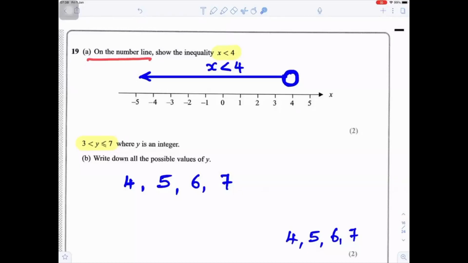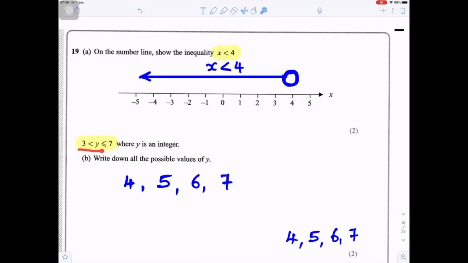On the number line, show the inequality x is less than 4. So you go to where the number 4 is, put a small circle, and because it is less than, you draw the arrow going to the left because it includes all the numbers below 4. And don't shade the circle. The circle is unshaded because it does not include 4. It has to be less than 4. That's why we do not shade the circle.